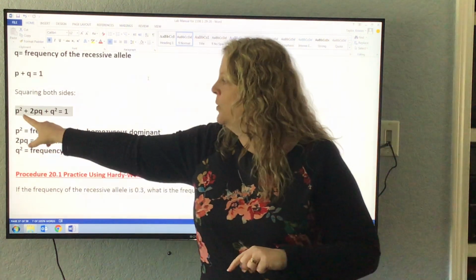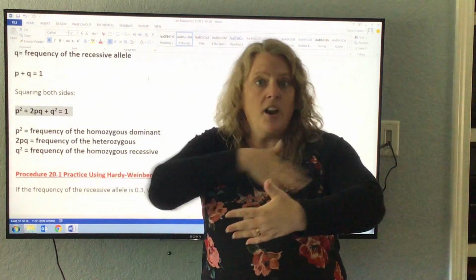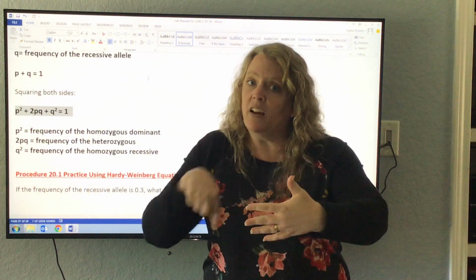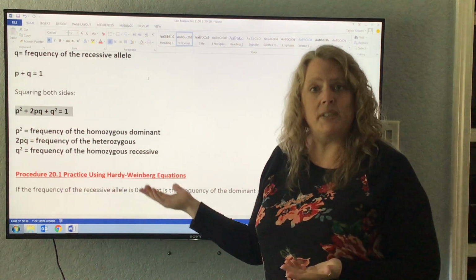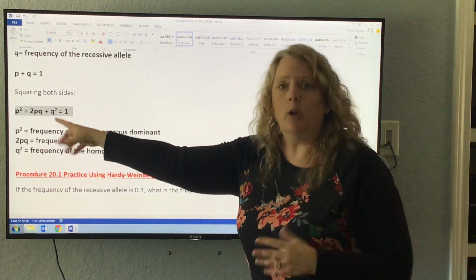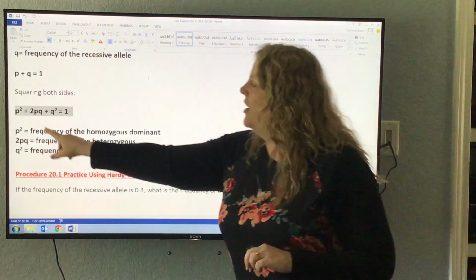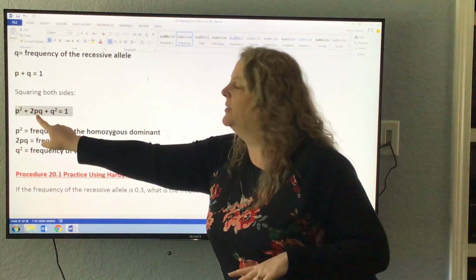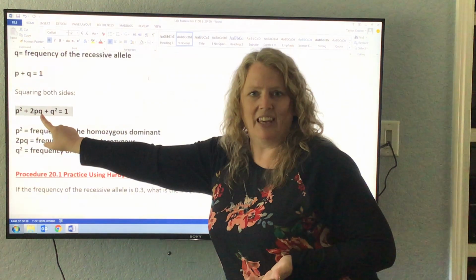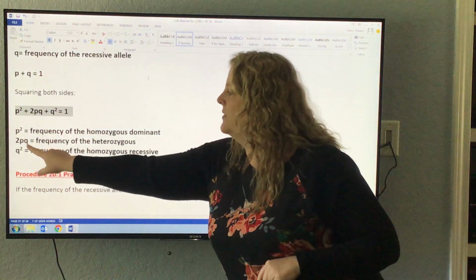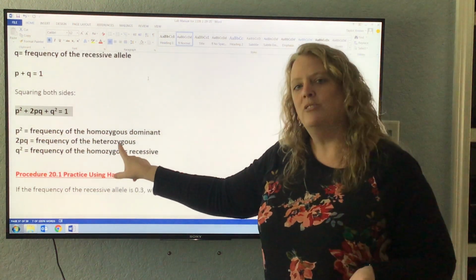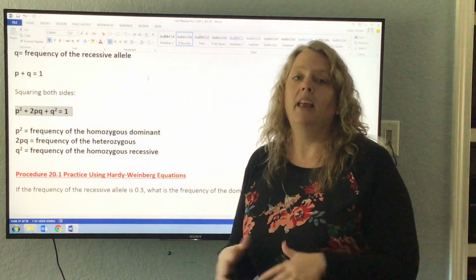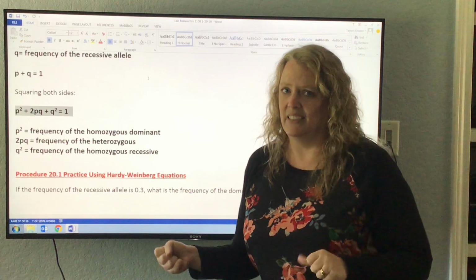So we're solving for, in that population of 100 people, out of those 100 people, how many of them are homozygous dominant? And P squared will solve for that. All right, 2PQ. So remember, P is the dominant allele, Q is the recessive allele. So this is going to solve for the heterozygous. So out of that 100 people in your population, how many of them are heterozygous?